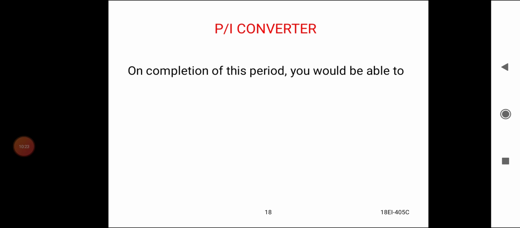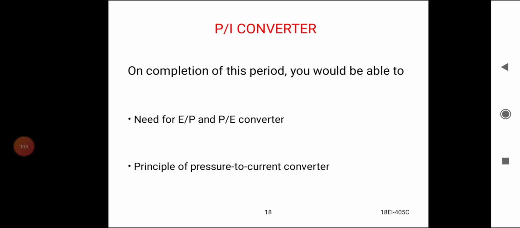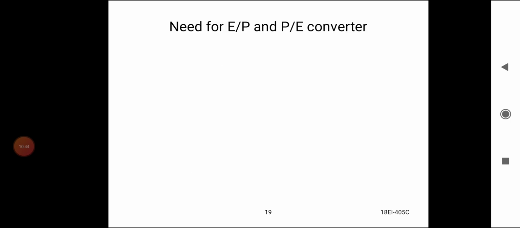On completion of this period, you would be able to know the need for electronic to pneumatic and pneumatic to electronic converters, and the principle of pressure to current converter. Need for E2P and P2E converters.